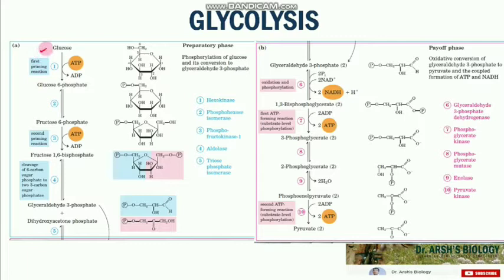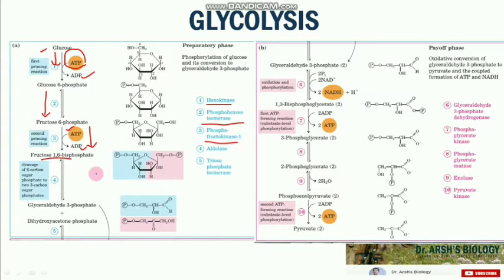In the first step, glucose will be converted into glucose 6-phosphate by the enzyme hexokinase. It will utilize 1 ATP molecule, where 1 ATP is converted into ADP. In the second step, glucose 6-phosphate is converted into fructose 6-phosphate, catalyzed by the enzyme phosphohexose isomerase. And in the third step, fructose 6-phosphate is again phosphorylated to fructose 1,6-bisphosphate utilizing 1 more ATP, where an ADP molecule will be released. This is catalyzed by the enzyme phosphofructokinase. By this step, stage 1 is completed.